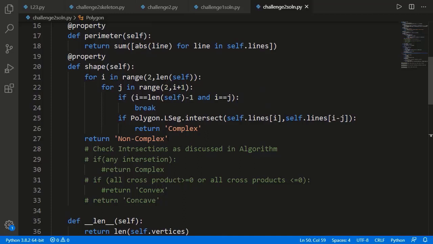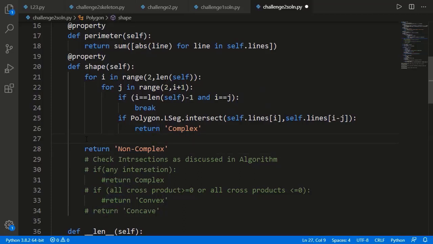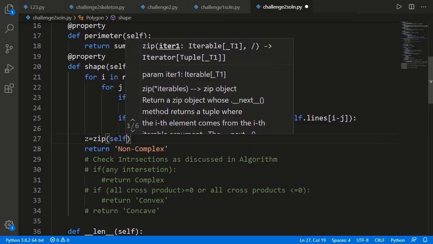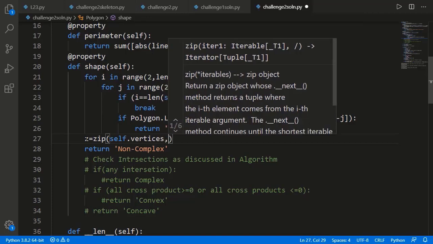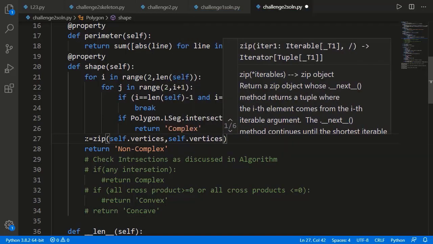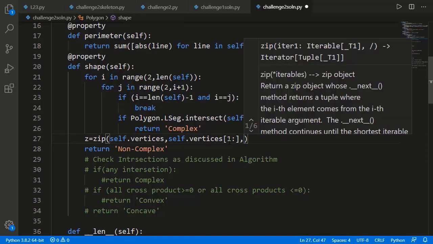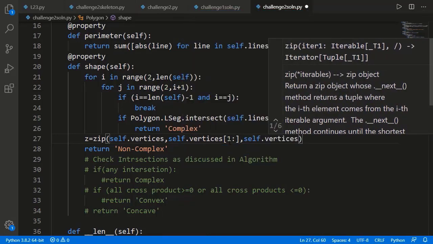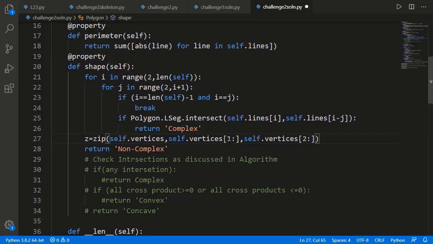And now in shape property, we first need to create the vertex combinations. Please see carefully that the three values inside this zip function are lists. The first is the list of all vertices of the polygon. The second is the list of vertices starting from index 1, which is the second vertex. And third is the list of vertices starting from index 2, which is the third vertex.